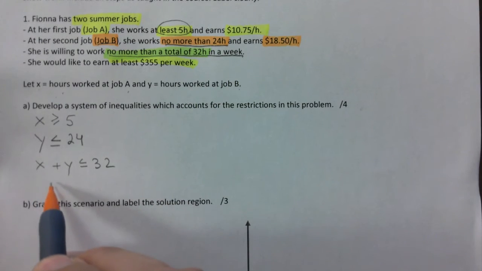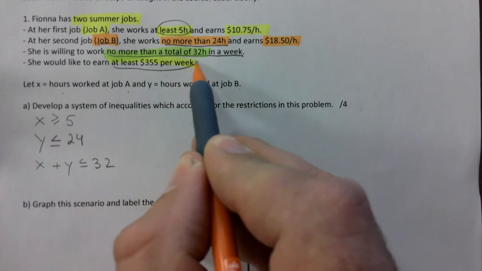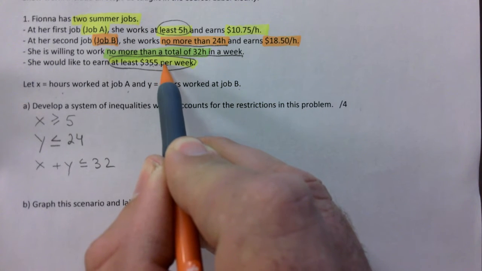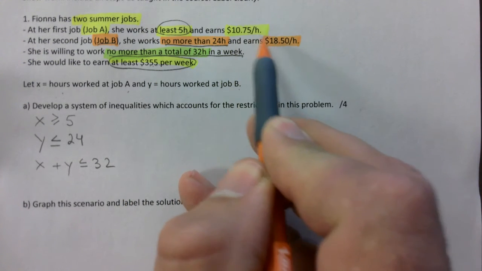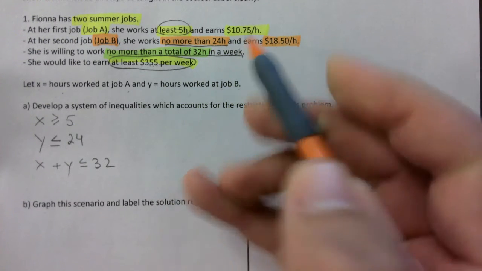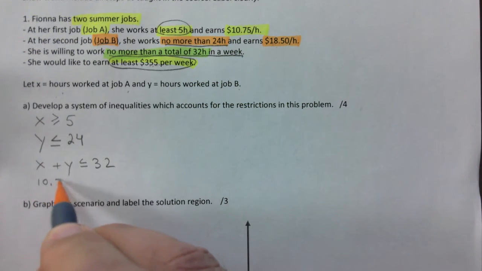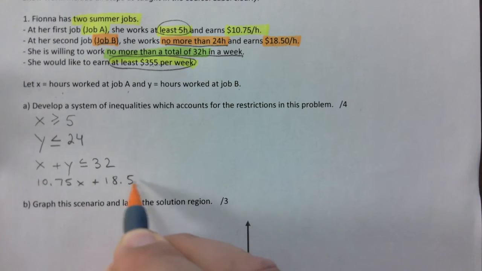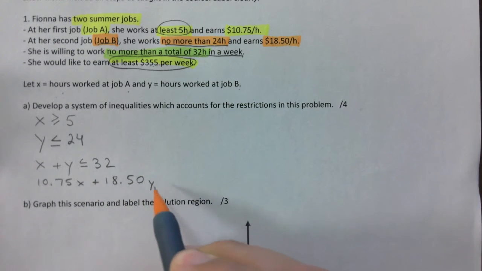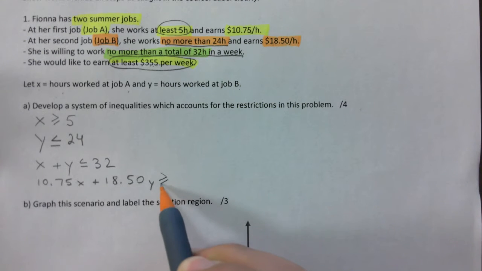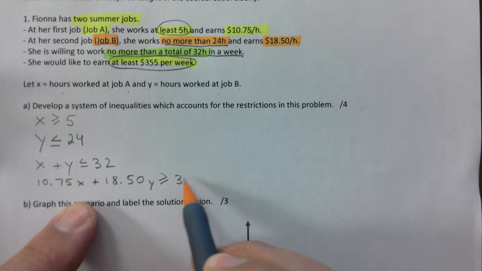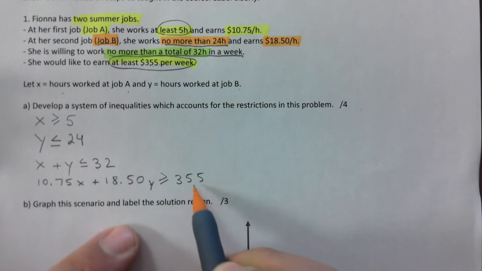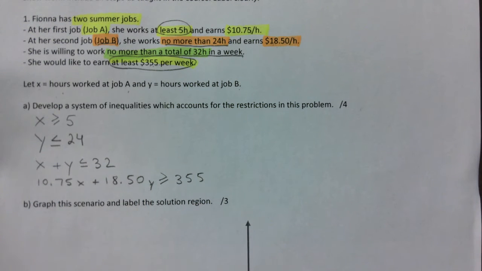Okay, next, this is where another inequality is stated, and it mentions income, right? So that's when you're going to go back and use these as your coefficients. So it's 1075x plus 1850y. That has to be greater than, right? You want to make at least 355. So if you find out the hours, you want to make more than 355 bucks.